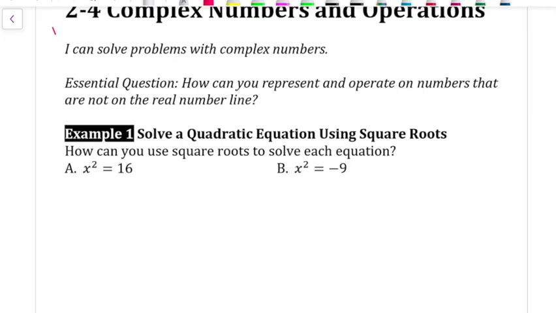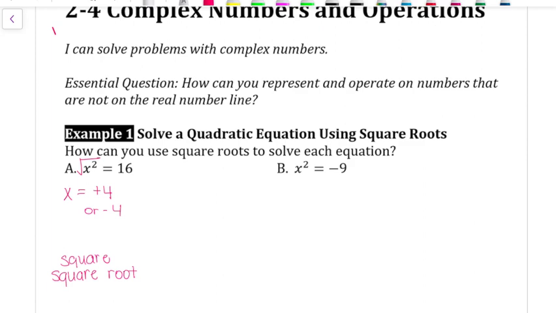x squared is 16. That means that x could equal a positive 4 or a negative 4, because 4 squared is 16 and negative 4 squared is 16. So remember, the inverse of square root is squaring something and vice versa. So in this case, we have something squared. By taking the square root, that undoes it.